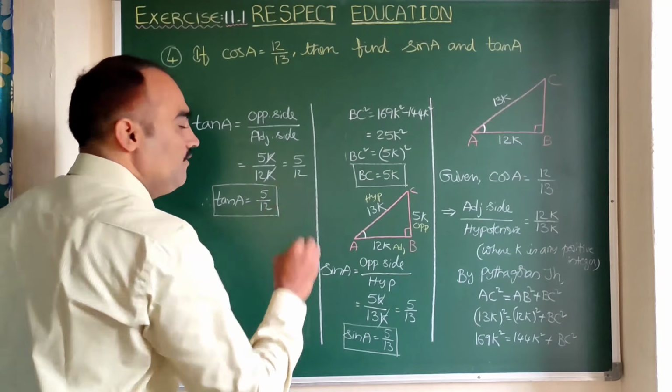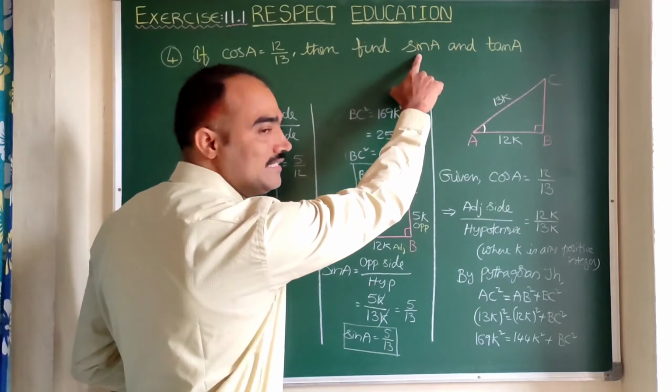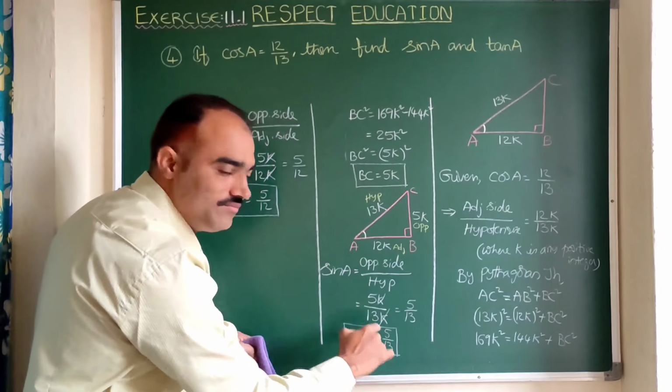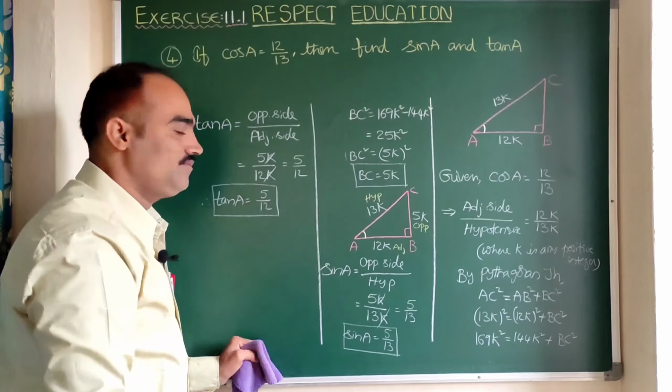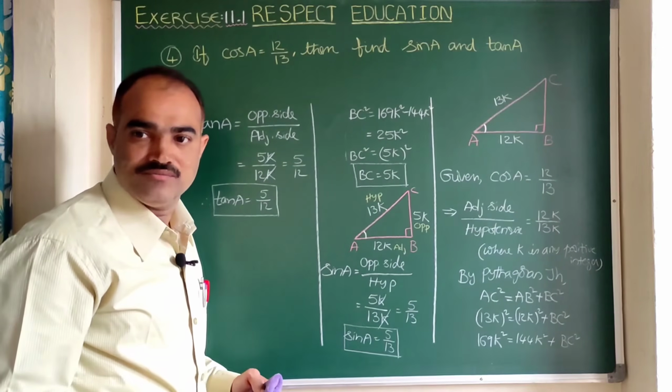So here we are asked to find two values. First one is sin A. What is sin A? 5 by 13. Second one is tan A. What is tan A? 5 by 12. Right. Any doubt? No, sir.